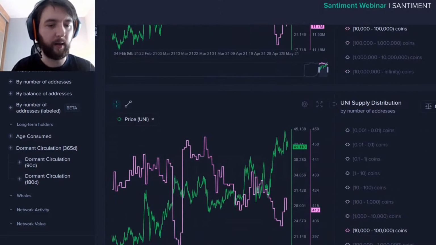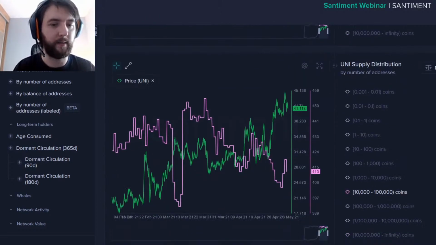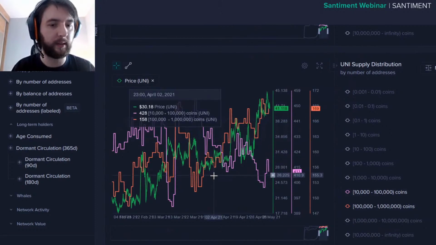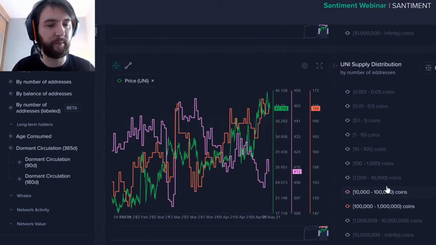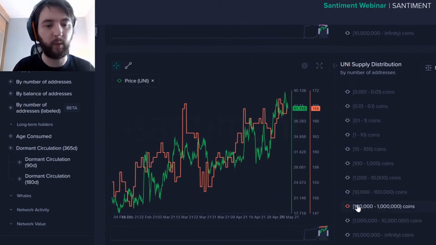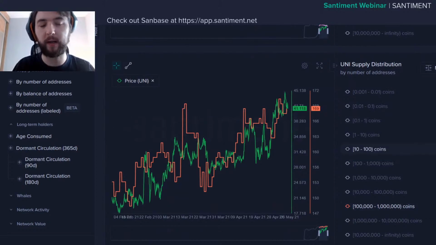And in general, my rule of thumb is this: why did I choose this group of holders and not this one, which is higher? The reason is that when you look at the number of addresses in these two groups, the number of addresses holding between 10,000 and 100,000 Uni is currently 413. The number of addresses holding between 100,000 and 1 million Uni, there's only 169 of them.